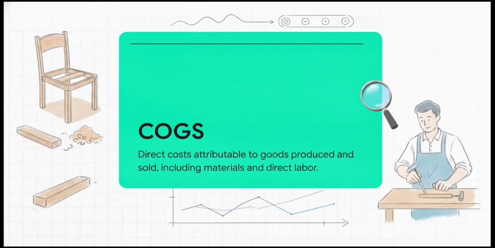To make sense of all this, accountants split expenses into buckets. First up is cost of goods sold, or COGS. These are the direct costs of making or acquiring what you sell. If you're building a chair, the wood and the carpenter's wages go right here.